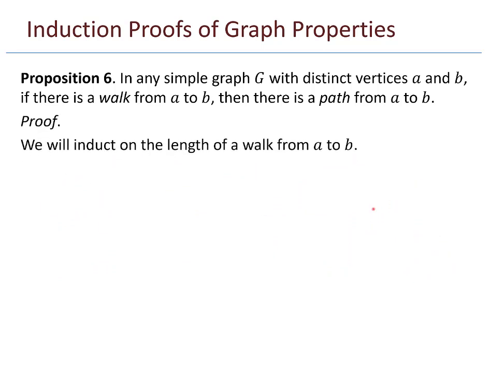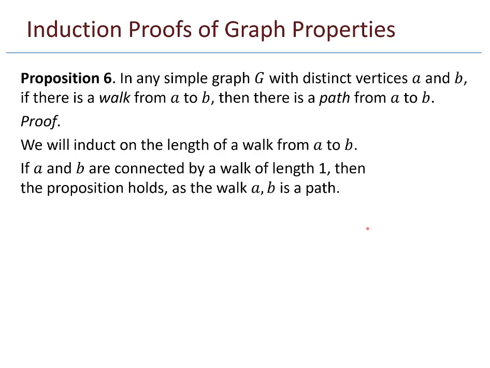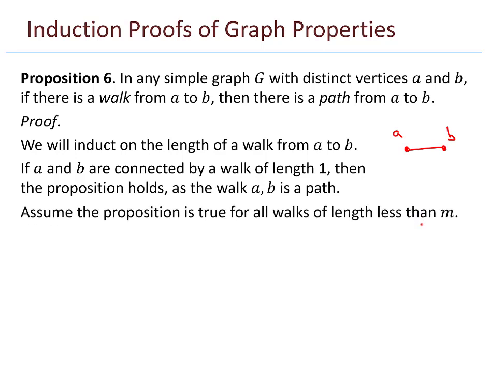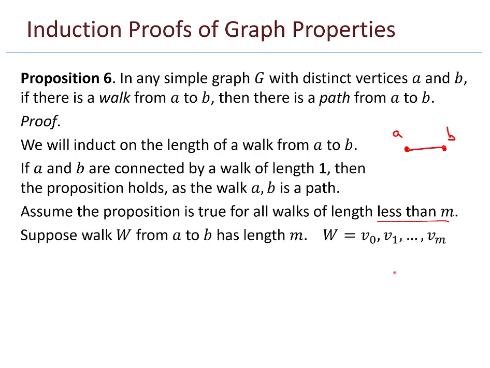We will induct on the length of a walk from A to B. So what is the very shortest length of a walk from A to B? Here's our base case. If A and B are connected by a walk of length 1, well, the proposition holds because the walk from A to B must be a path. There is no other way about it. Now, let's assume that this proposition is true for all walks of length less than m. So, suppose that I have a walk from A to B that has length m.